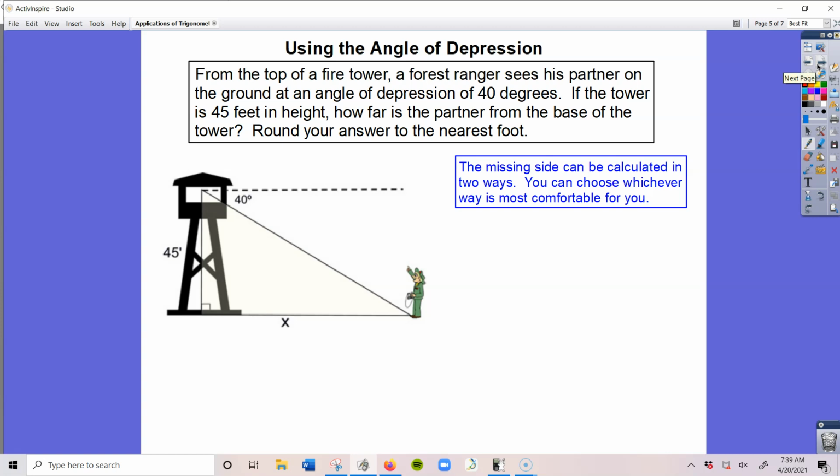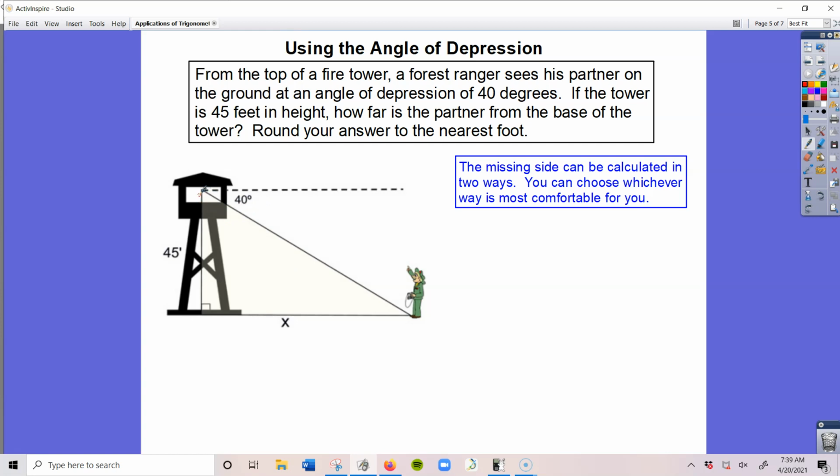We have here that from the top of a fire tower, a forest ranger sees his partner on the ground at an angle of depression of 40 degrees. If the tower is 45 feet in height, how far is the partner from the base of the tower? Round your answer to the nearest foot. So this is what I'm trying to solve for here. That's the x. Here is the forest ranger. We're given the angle of depression.